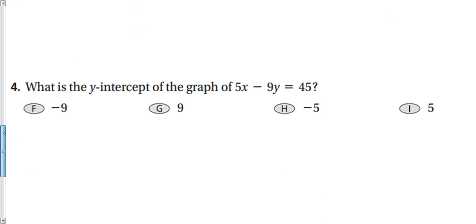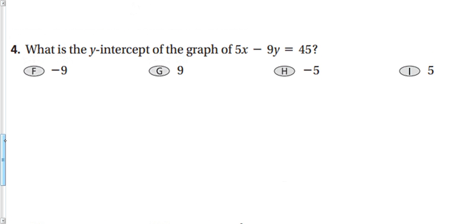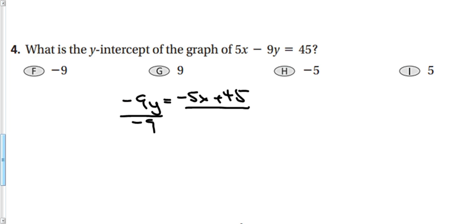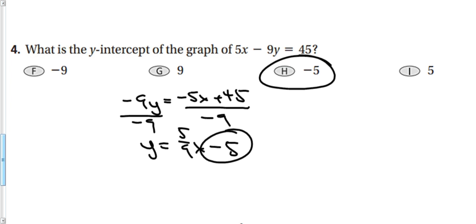Okay. And what's the y-intercept of this graph? Again, put it in slope-intercept form. So subtract 5y from both sides. So we'd have negative 9y is equal to minus 5x plus 45. Divide both sides by negative 9. And so y would be equal to positive 5 over 9 x minus 5. Okay? So my y-intercept would be right there, negative 5. 5 over 9 would be the slope.